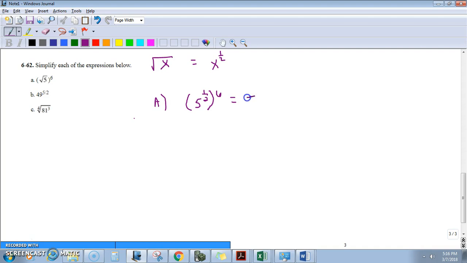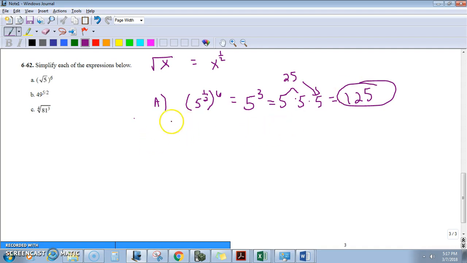So this is the same as 5 to the 1/2 times 6, which is the 3rd power, and that's 5 times 5 times 5. 5 times 5 is 25, and 25 times 5 is 125. Okay, write those steps down. Make sure you understand what each of those steps mean.